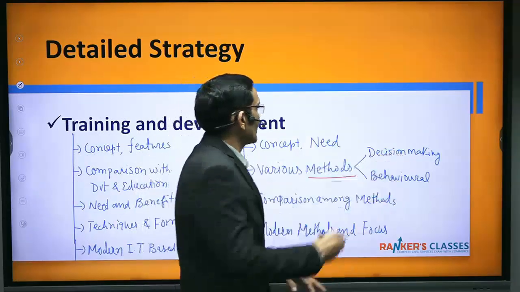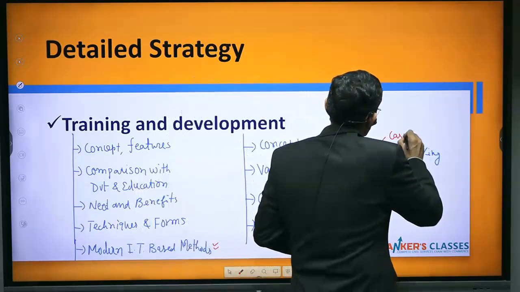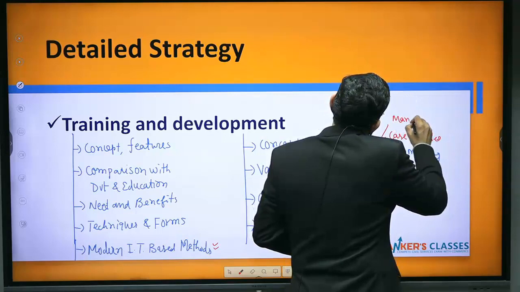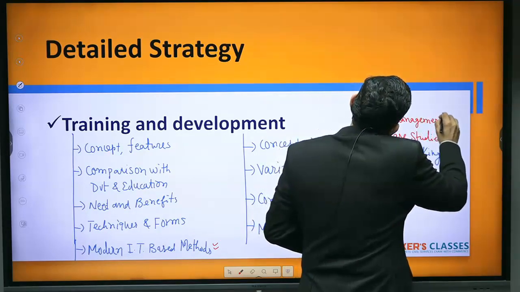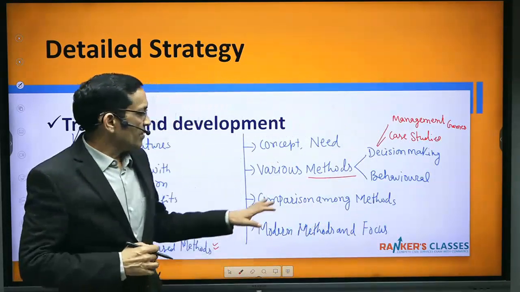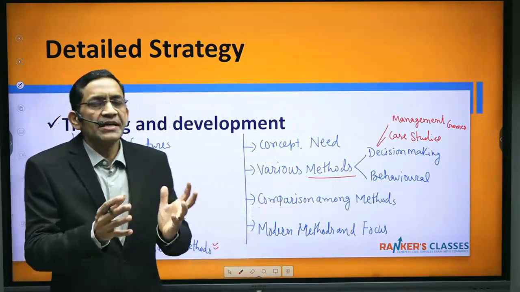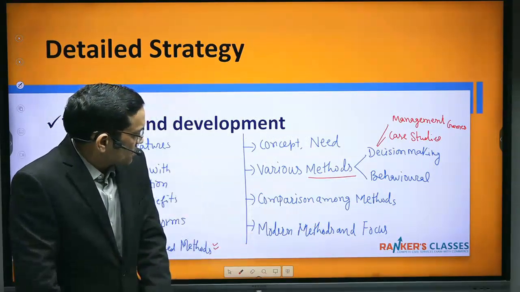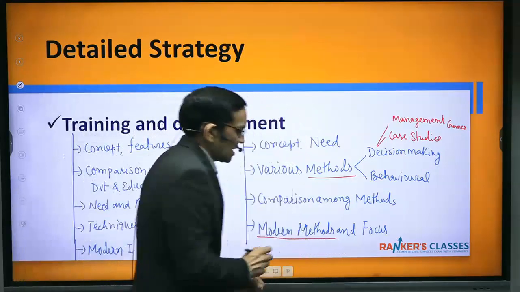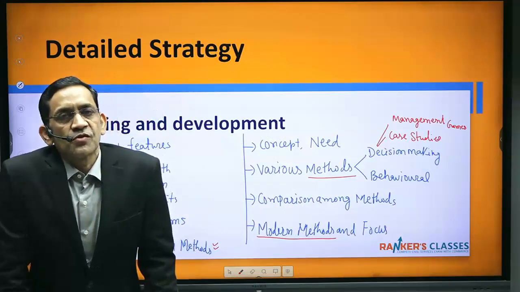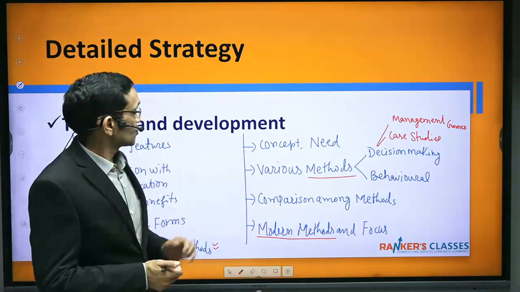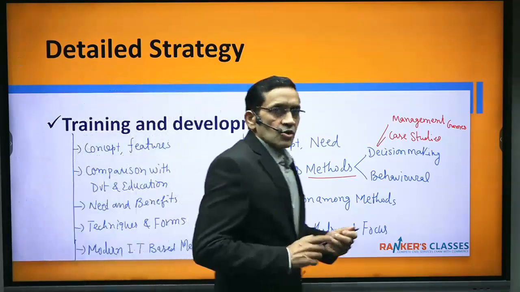In decision making methods, like case studies, like management games, are important, right? And comparison among methods, like comparison between management games and case studies, may also be asked. And definitely, whether it is training or management, modern methods like mobile-based training, mobile-based development, use of AI in executive development may be asked. So that is with regard to training and development.